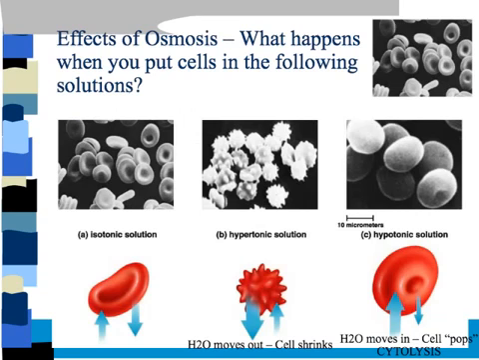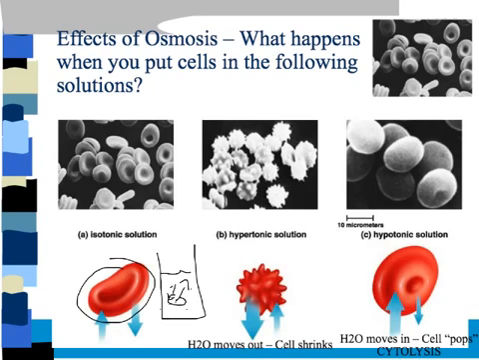So depending on what kind of solution I put cells into, different things are going to happen. So let's look at isotonic first. So here's my little beaker, and let's say I have 4 solute molecules. And here's my little cell, and I also have 4 solute molecules in here. So we'll just pretend they have equal concentrations. So that means we have an equal amount of free water molecules on each side, and we're going to get as much water moving in as we do moving out. So the shape of the cell does not change.